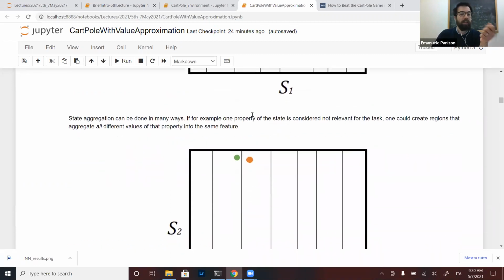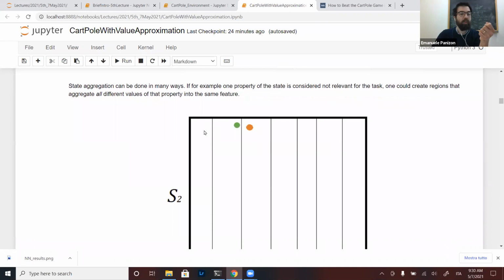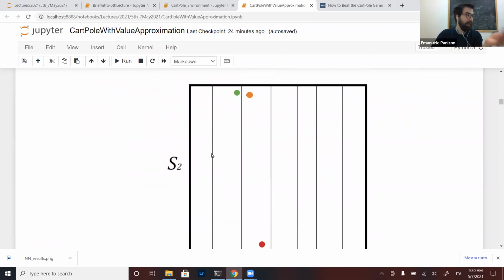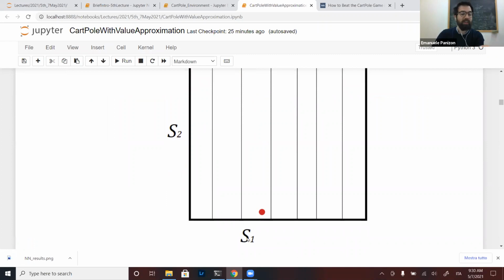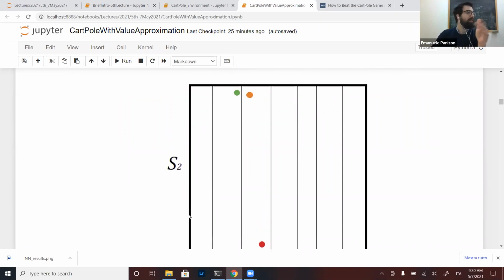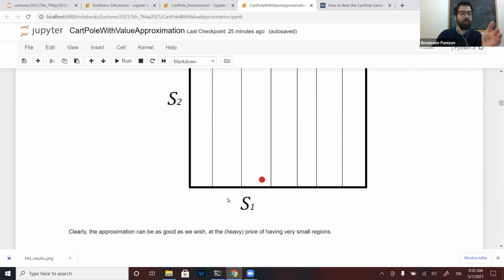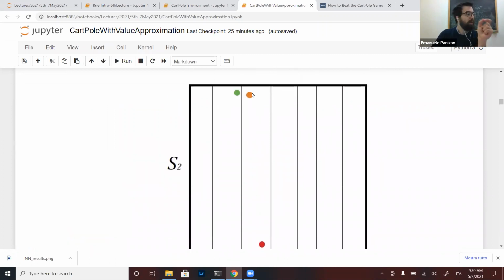Okay. Clearly, you can do it in many ways. For example, you can decide that one dimension is irrelevant, so essentially you aggregate all states in that dimension. For example, I'm considering that S1 is important, so I want to keep S1 different from one state to another, but S2 is actually completely unimportant. So two states can be very close or very far in a metric sense of S1 and S2, but they can be aggregated in a completely different way if my state aggregation is different.